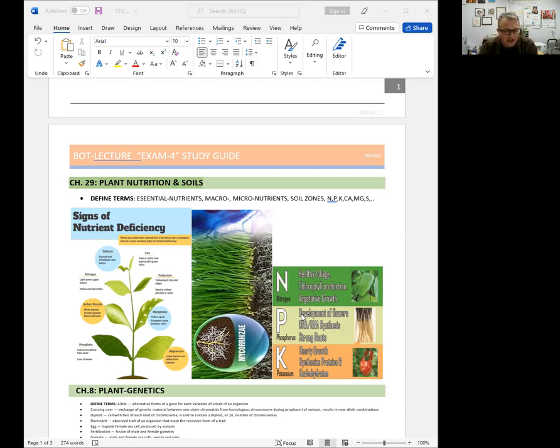Nitrogen deficiency, light green leaves, more in the lower part of the plant. Zinc, chlorosis and necrosis, again in the middle of the plant. Phosphorus, darker leaves in the lower part of the plant. Magnesium, yellowish colors, green veins in the lower part of the plant.